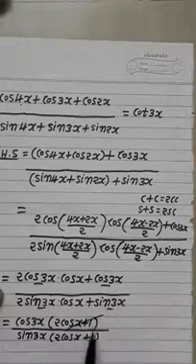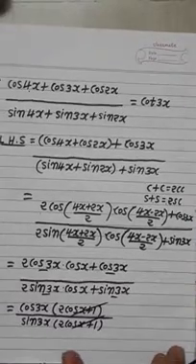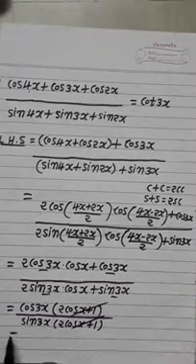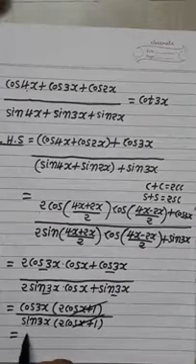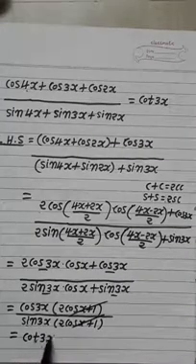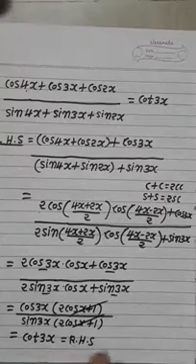Now 2 cos x plus 1 and 2 cos x plus 1 cancel out in the numerator and denominator. So the remaining term is cos 3x upon sin 3x, that means cot 3x. So our answer is, we get cot 3x, the RHS side.